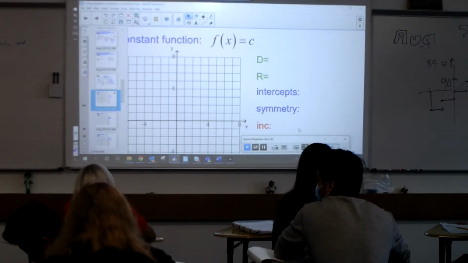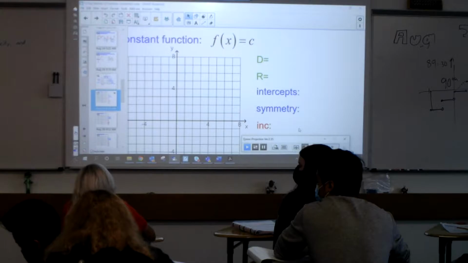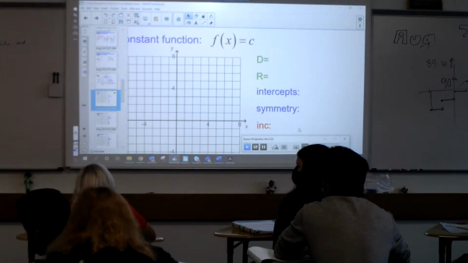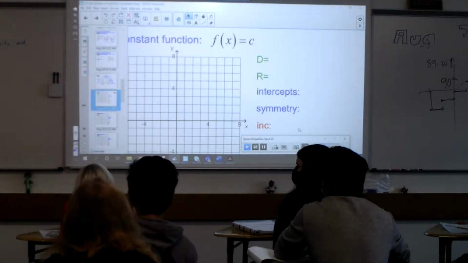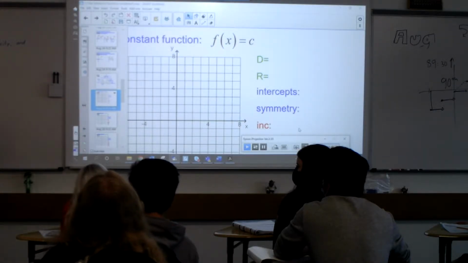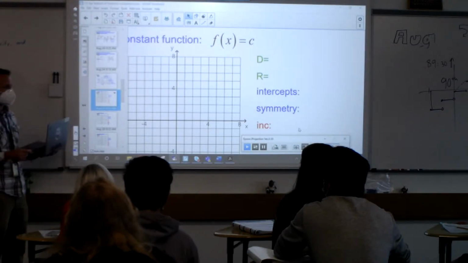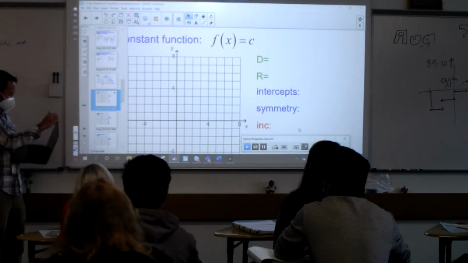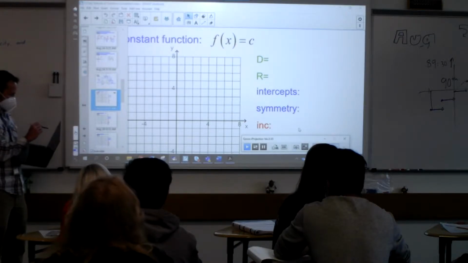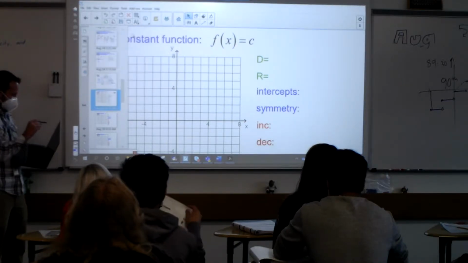Alright guys, so last time we talked about analyzing key features of a function, and today what we're going to do is talk about our parent functions. And this should be pretty straightforward. I'm going to help you on the first few, and then I'm going to have you guys figure out some on your own. So what we've got right here, this is our f of x equals c. This is our constant function.